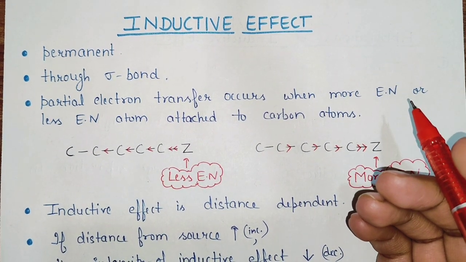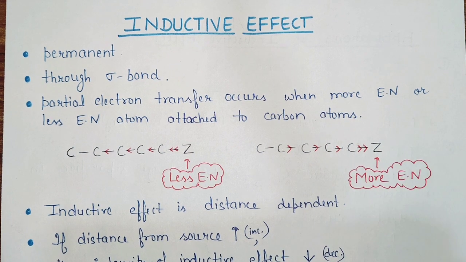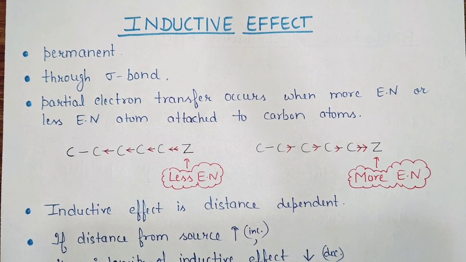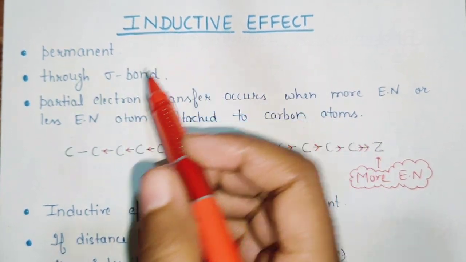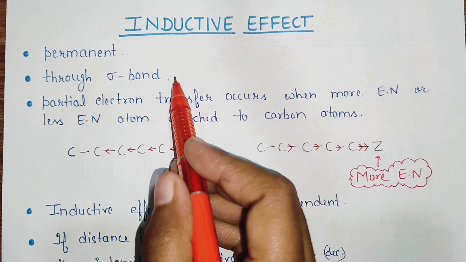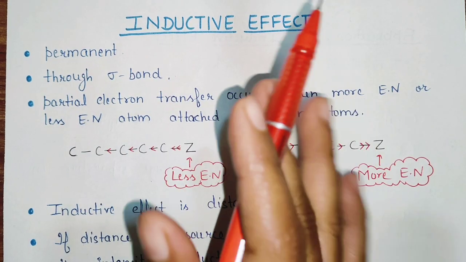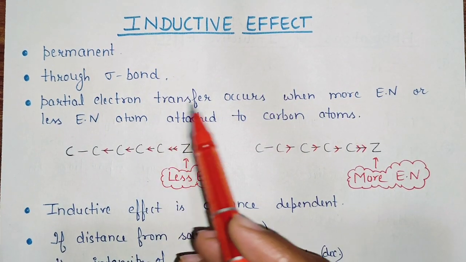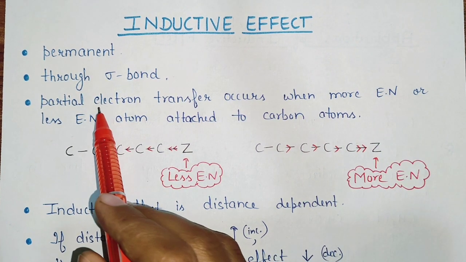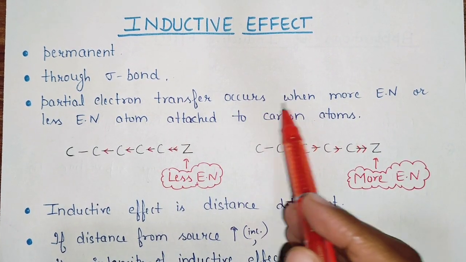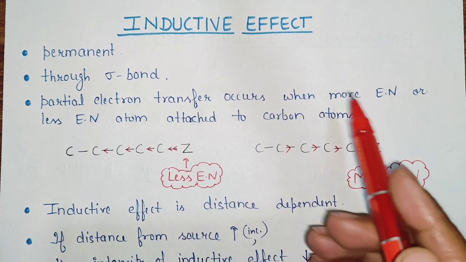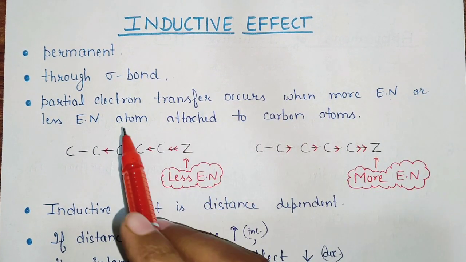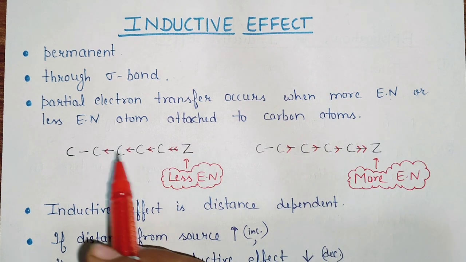So we have studied that there are two types of effect: temporary effect and permanent effect. The temporary effect was the electromeric effect, and the inductive effect is a permanent effect. It takes place through a sigma bond, which means it does not take place through any pi bond. So what is the inductive effect? It is the partial electron transfer that occurs when either a more electronegative or a less electronegative atom is attached to the carbon atom.